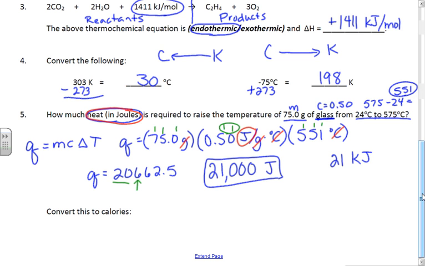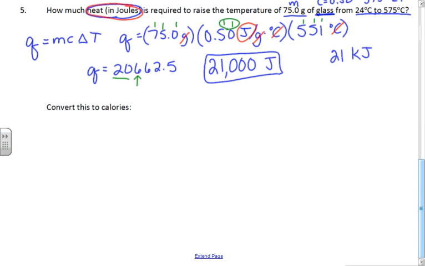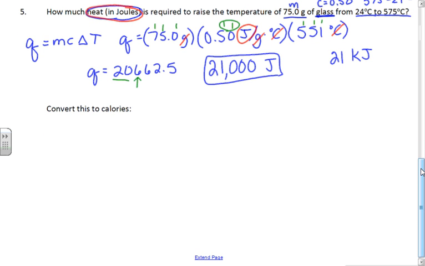For the last part here, we have to do a conversion between joules and calories. And on your test, you get a brand new number. So if you messed up in one part, you're not going to get points taken off for the next one just because you didn't get the right answer at the end. So you are going to be given the fact that a calorie is equivalent to 4.18 joules. So you'll be given that on your test. And you'll just start with whatever number they give you in the problem.